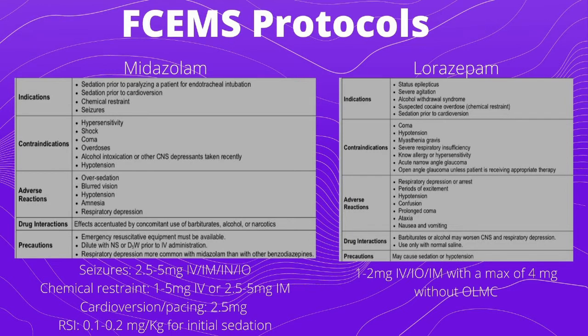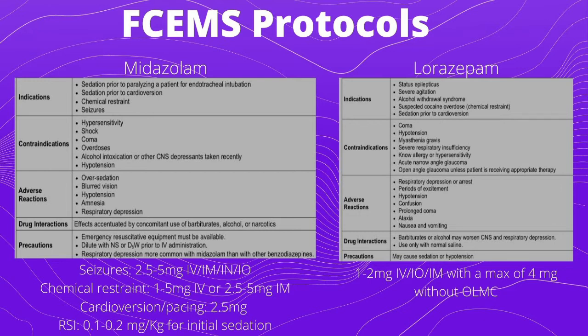So for Midazolam, if given for seizures, we're generally going to go 2.5 to 5 milligrams IV, intramuscular, intranasal, or through an IO. Chemical restraint is going to be generally dosed 1 to 5 milligrams IV or 2.5 to 5 intramuscularly. For giving sedation for cardioversion or pacing, should be a dose of 2.5 milligrams. And for pre-sedation for RSI, we're going to be looking at 0.1 to 0.2 milligrams per kilogram.